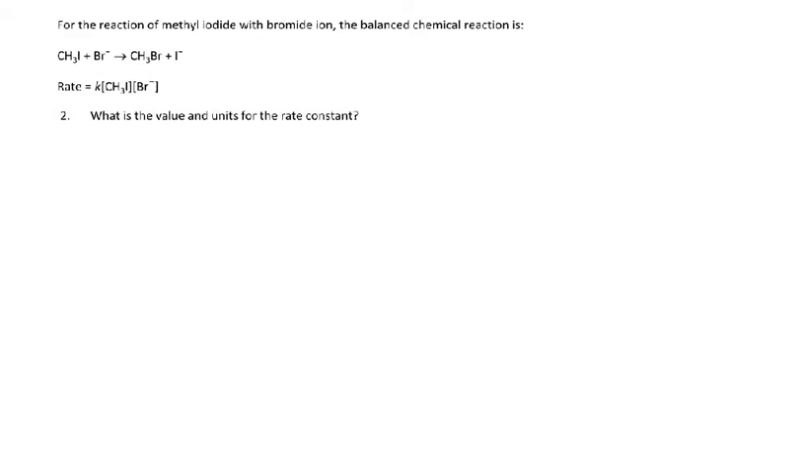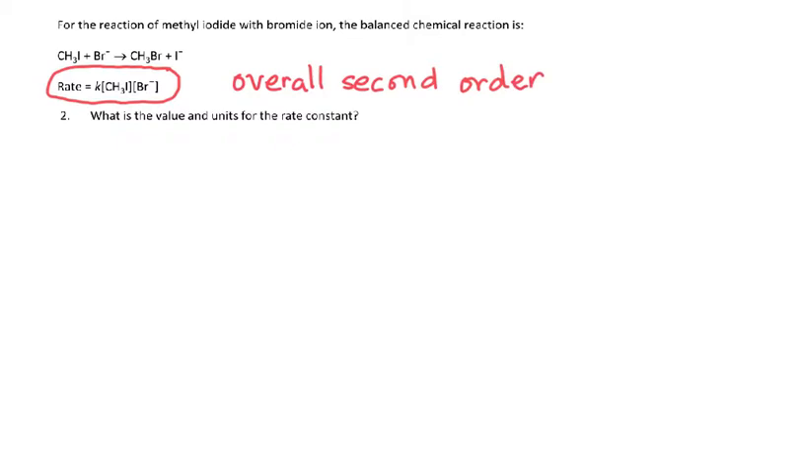Now that we have the generic rate law, we can continue on. What is the value and units for the rate constant? This is an overall second order reaction. We take the fact that it's to the first power for the methyl iodide, the fact that it's to the first power for the bromide, we add them together to get the second order reaction. So our units for our rate constant should match up for the second order.